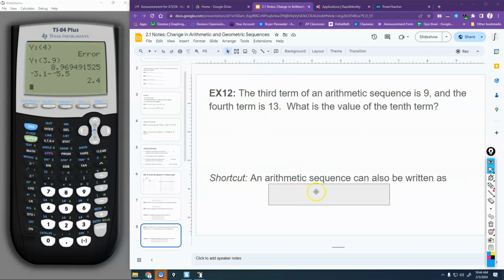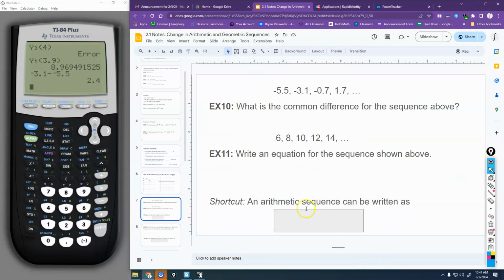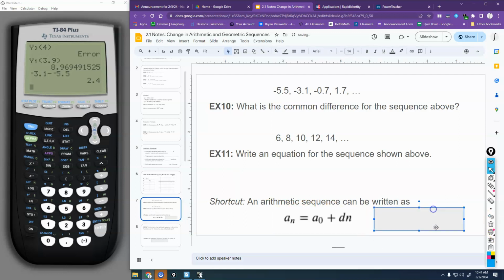for this. Down here at the bottom, you have a block. So this is a shortcut for you. Just going to move it away. An arithmetic sequence can always be written as a sub n equals a sub 0 plus d times n. Okay, copy that down and then I'll explain what that means.